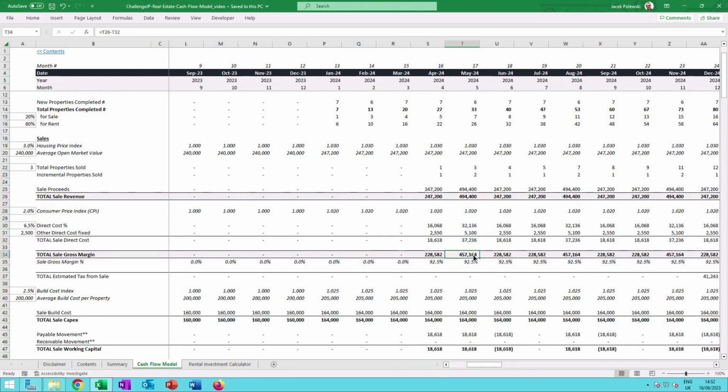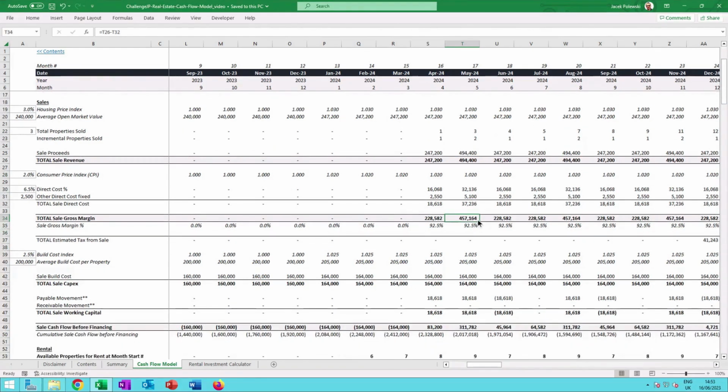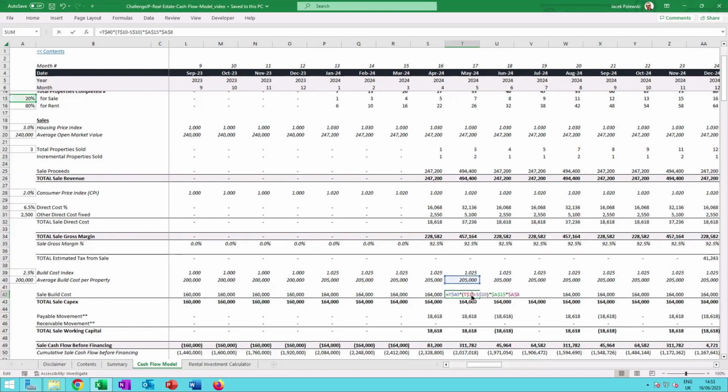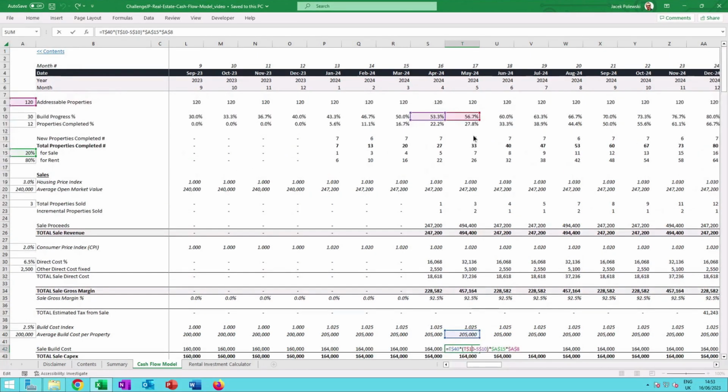And that number then gives me my gross margin, which is simply my revenue minus my direct cost. So that's the margin that I generate from my sales. Moving down here, you see that now I need to also include the cost of build calculations. In this case, I have an assumption as to how much it costs on average to build a property, and this number is linked to that build progress percentage number.